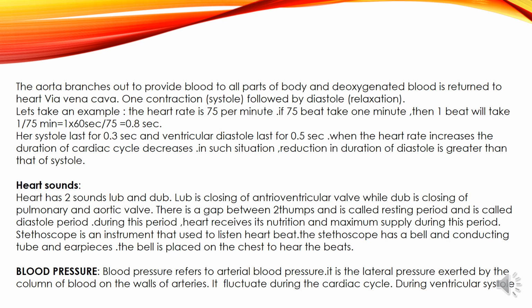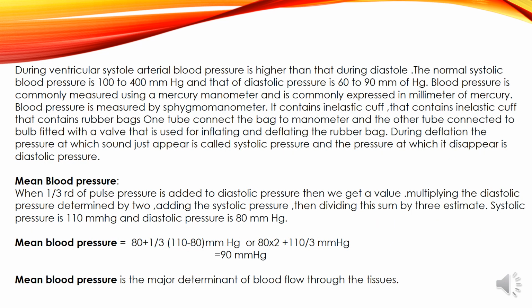Blood pressure. Blood pressure refers to arterial blood pressure, and it is the lateral pressure exerted by the column of blood on the wall of arteries. It fluctuates, meaning it decreases and increases, during the cardiac cycle. During ventricular systole, arterial blood pressure is higher than during diastole. That means contraction has higher blood pressure than relaxation.